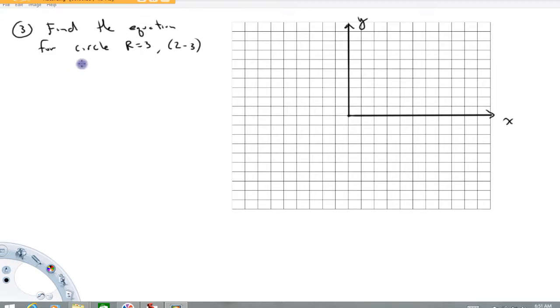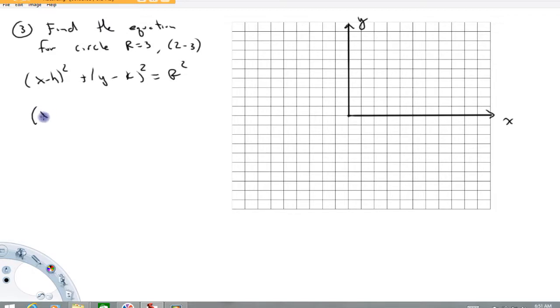I'm going to write out a generic equation for a circle, which is x minus h, the quantity squared, plus y minus k, the quantity squared, equals r squared. And now we're just going to try to figure out the values for h, k, and r. So those values are sitting right here. It's centered at the point 2, minus 3. So h must be 2, k must be minus 3.